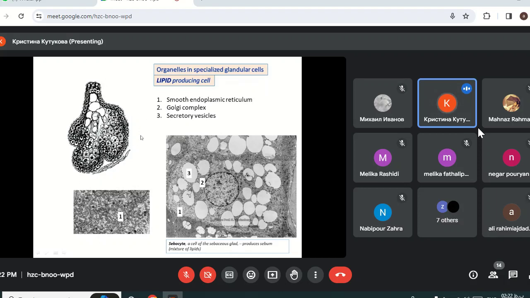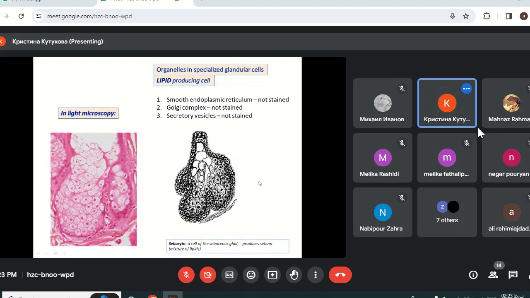And in the left upper picture, we have the picture of the sebaceous gland, actually, with the cells, here they are, which during their life cycle become filled with these vesicles with lipids, and then they finally release their lipids upon the surface of the skin.